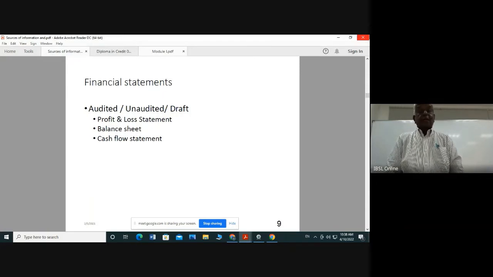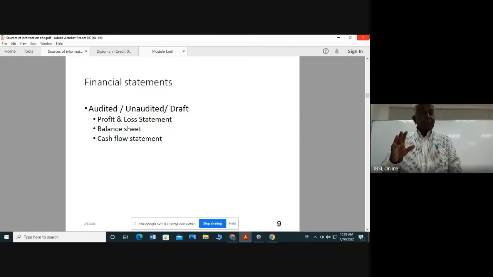So that can be audited, unaudited, or draft. Audited means the company's accountant prepares the financial statement. Then it is perused by the company board, and then given to the company's auditors, chartered auditors, for audit purposes. If everything is checked, they finally sign together with their opinion. Then it is an audited financial statement.